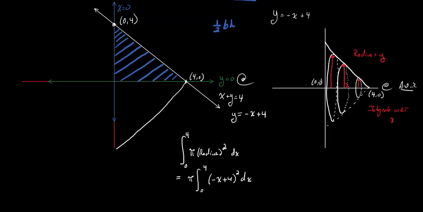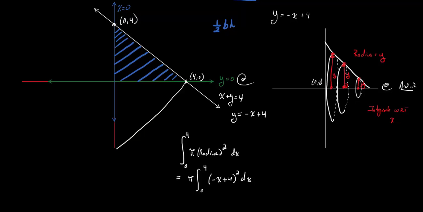The radius is a value of y. Each one of these radii is a value of y. So from here to here is a value of y. From here to here is also a value of y. From the base x-axis to the curve is also another value of y.